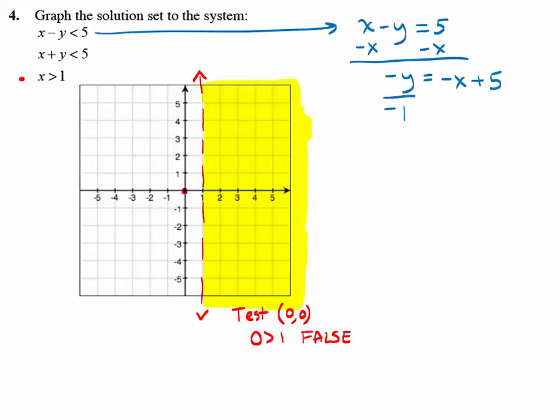Got to divide through by negative 1. And I get y equals x minus 5 as the equation. So I start off at negative 5, my slope is 1, so I go up 1 over 1, up 1 over 1. I continue to do so just to make sure I have a good straight line. And solid or dashed? What do you guys say? It's a dashed line.